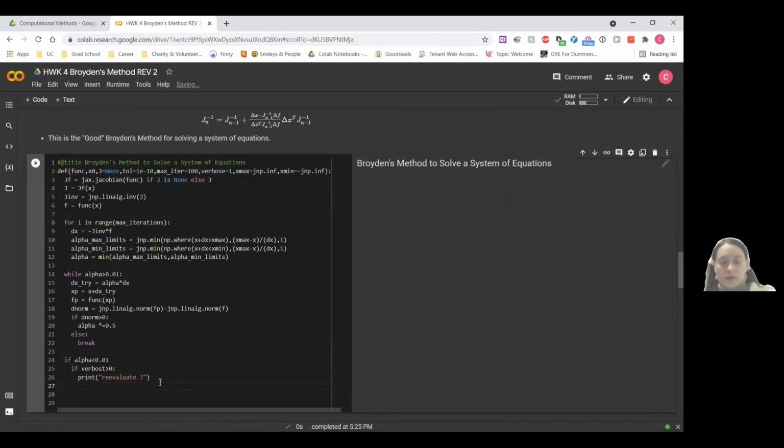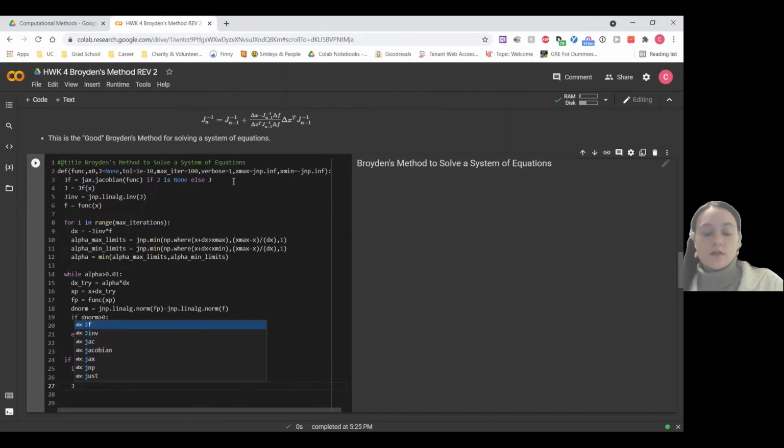So how do we update our j? Well, we're using our Broyden's update equation. So we're actually not updating j directly, but we're updating the inverse of j. So we'll take the inverse of j.